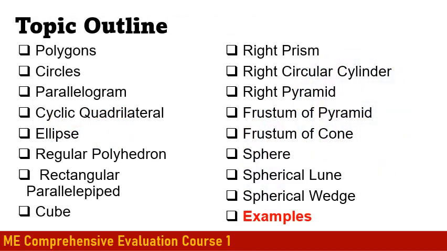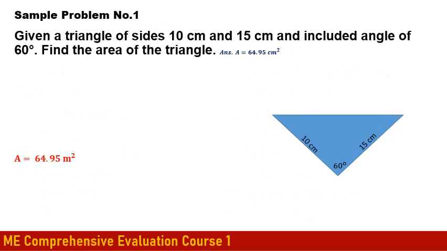Let us have some examples for us to appreciate how to use those formulas. Take note that these examples are very limited, so you can do your own research for more examples so that you can practice these formulas. We are given a triangle with sides 10 cm and 15 cm and an included angle of 60 degrees. We are to find the area of the triangle. If you examine this triangle, this is how it looks. We have two sides, 10 cm and 15 cm, and the included angle is 60 degrees.